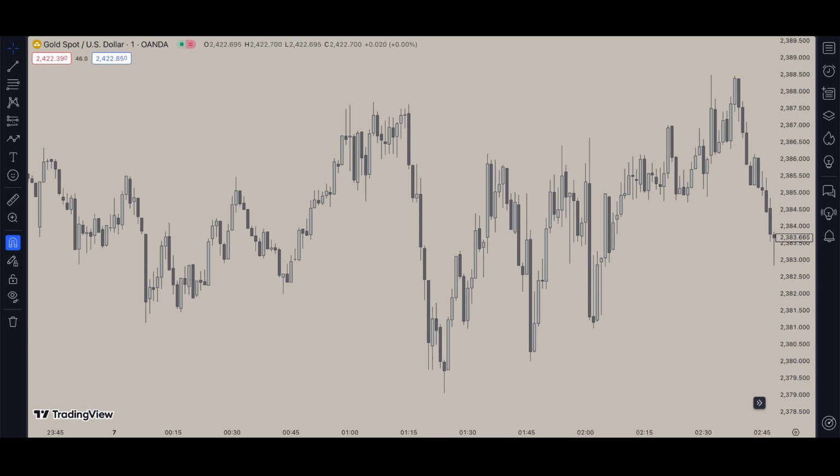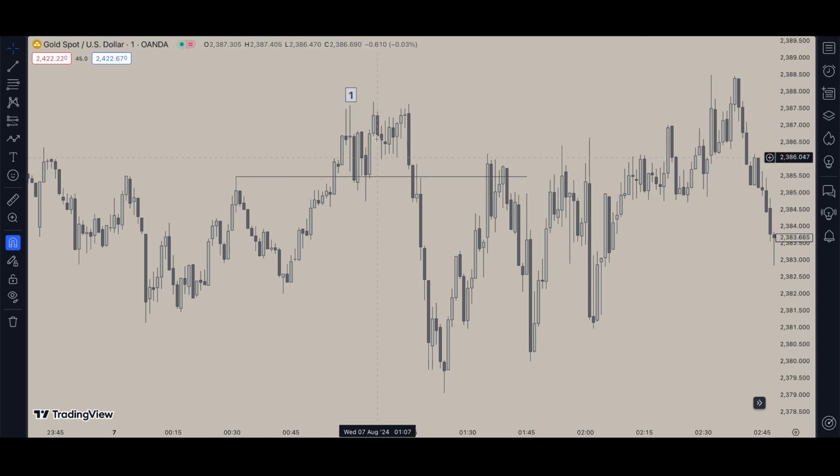Let's go ahead and mark things out since we're learning. We have this high that was taken out right here. So we're going to mark that high out. And then price goes above, comes back down. As soon as it comes back down, we have our number 1 right here.